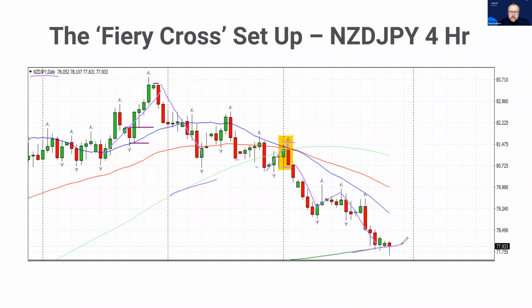And where did it go? Well, it went to the 200-period moving average. There might be some long-term targets some of you might want to consider utilizing, as you take this on board and use it for yourselves.